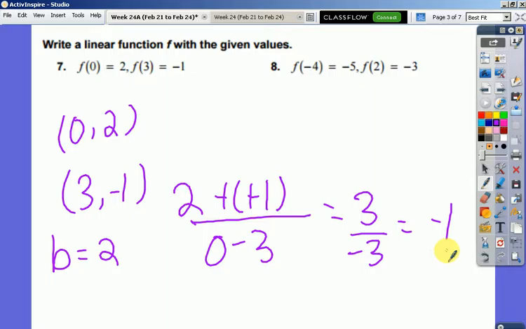So what's your equation? Y equals -1 x plus 2. Yeah, negative x. Alright, do we understand that? Yes. Brian, do you understand it? Yeah. Not yet. We're not done with it.